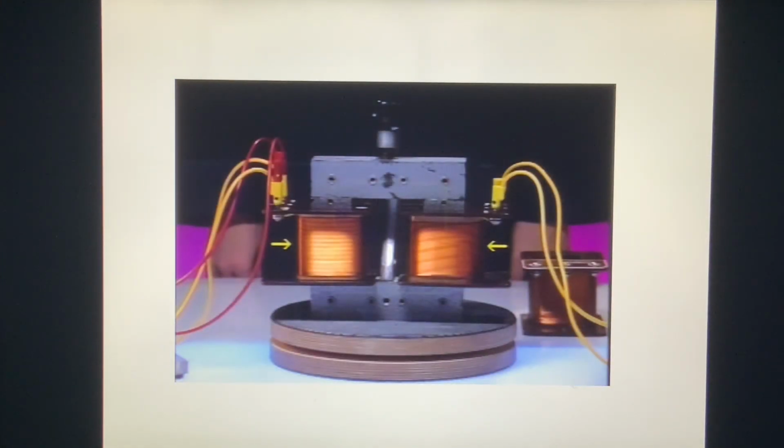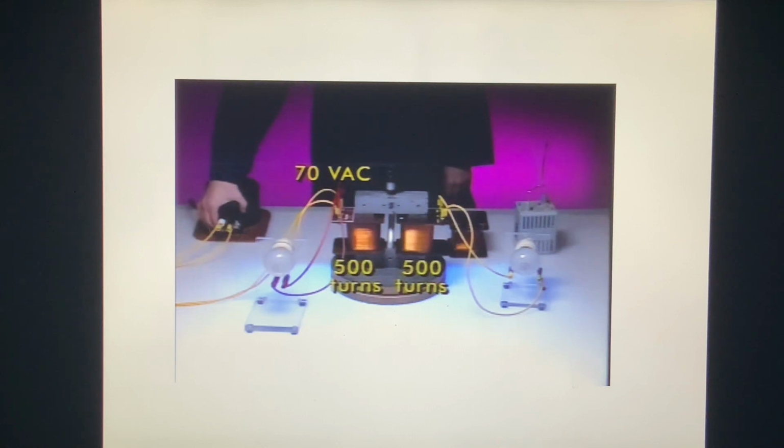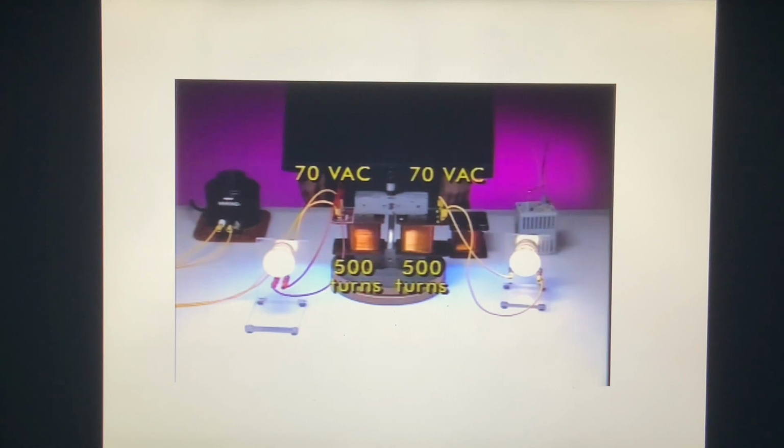These wire coils and an iron core will be used to show how transformers can raise or lower the voltage of alternating current. We'll start with these two identical coils of 500 turns on the iron core and put 70 volts AC on the first coil, with a light bulb hooked up to each coil. The two light bulbs are equally bright. The voltage on each coil is therefore about the same.